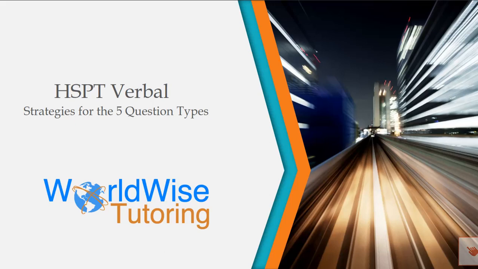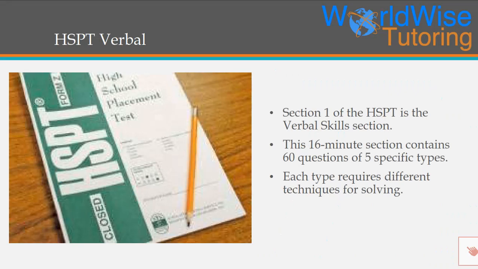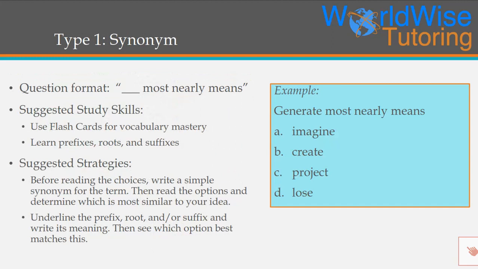This video will go over suggestions for the HSPT Verbal section, which is the first section of the HSPT. Even though it's only 16 minutes long, this section contains 60 questions, and each of those falls into one of 5 specific types. In this tutorial, I will go over each of the 5 specific types of questions in the HSPT Verbal section so that you can recognize the question type and then know how to get to the right answer. The first type of question in the HSPT Verbal section tests a student's understanding of synonyms.